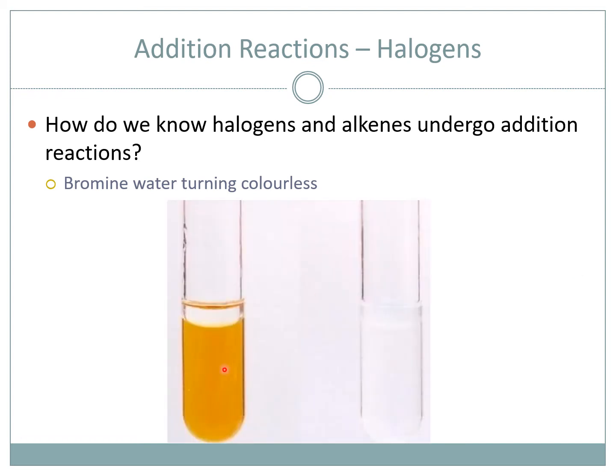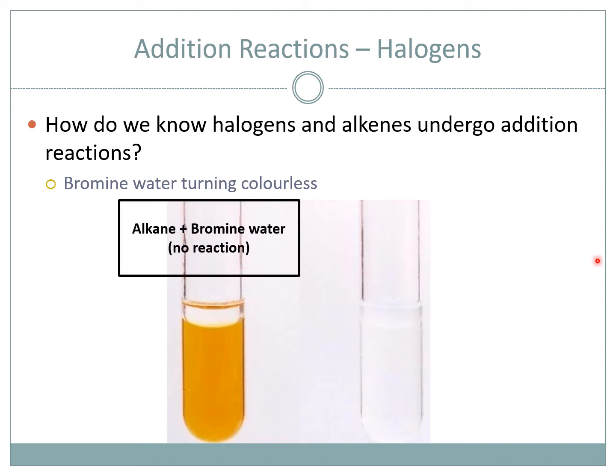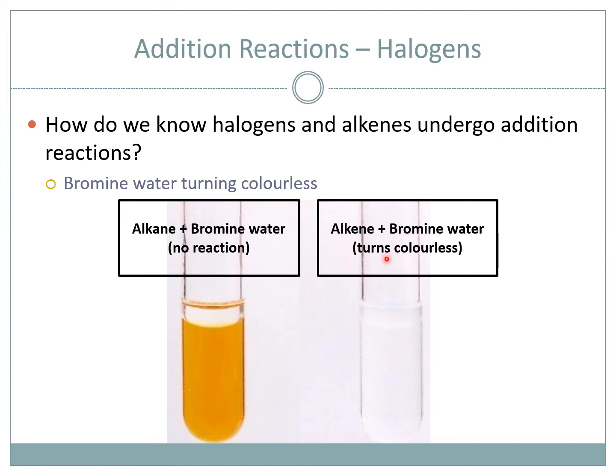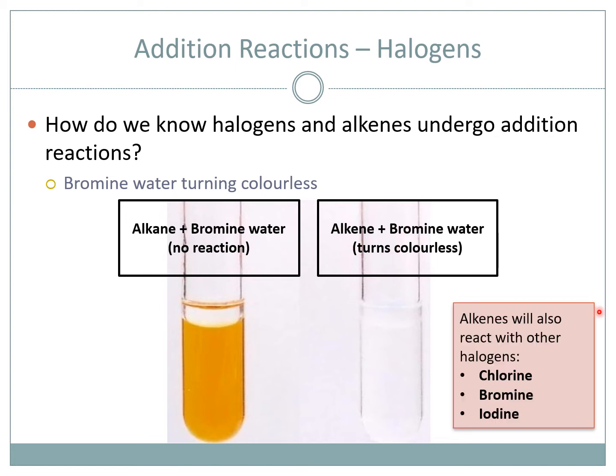So there we have orange bromine water with an alkane, colourless bromine water with an alkene, because it's not bromine water anymore, it's just water, with a now halogenated alkene, so a haloalkane. Okay, so there's alkane with bromine water, and there it is with alkene. You probably recognise this from the other PowerPoint.